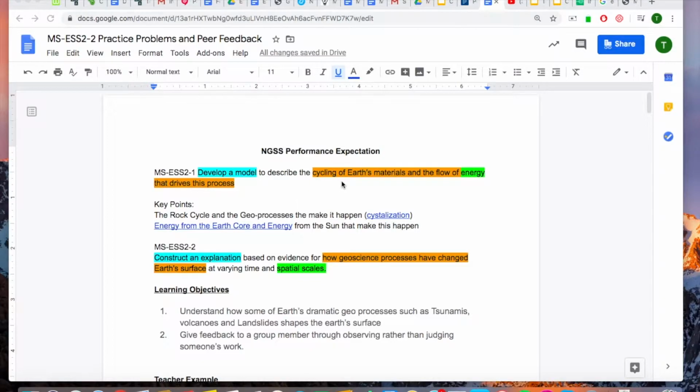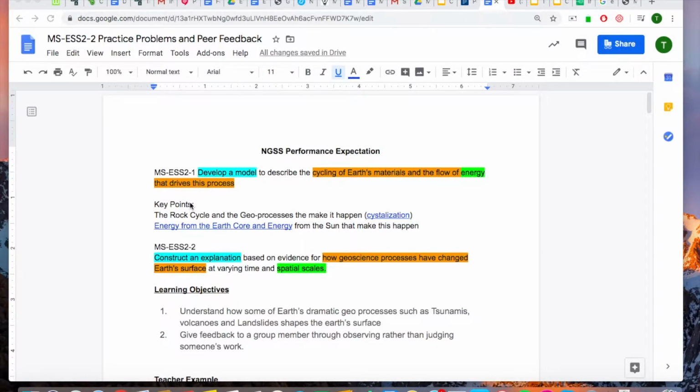Develop a model to describe how the cycling of Earth's materials and the flow of energy drives this process. So we've done some Nearpod lessons and you did a Google Doc to kind of show this. We haven't done much modeling other than drawing pictures in Nearpod, but you will be expected on the assessment and then in the practice assessment to develop a model, take a picture of it, and then I will grade it based on the rubric that I give you.